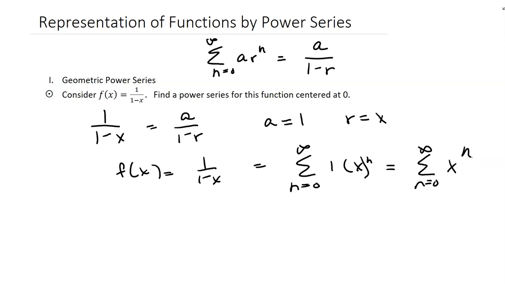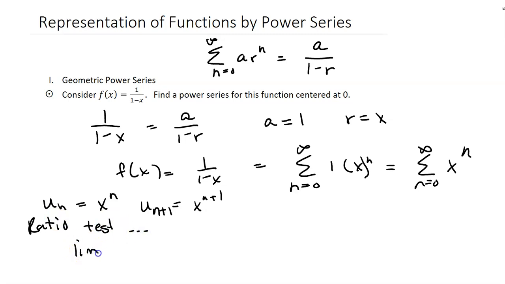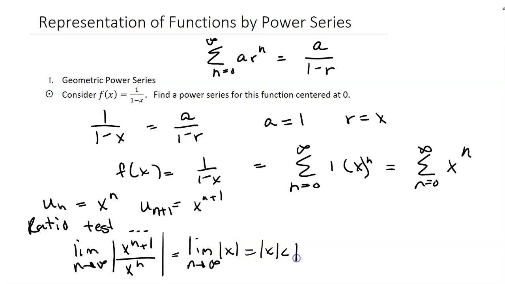Now, of course, there is a limit to this because it's only valid for certain values of x, the ones that would make this converge. If we wanted to figure that out, we would set u sub n to be x to the n. We would set u sub n plus 1 to be x to the n plus 1, and then you could do the ratio test and find out that the limit as n approaches infinity of x to the n plus 1 over x to the n, which ends up being the limit as n approaches infinity of x, or just the absolute value of x, would have to be less than 1.